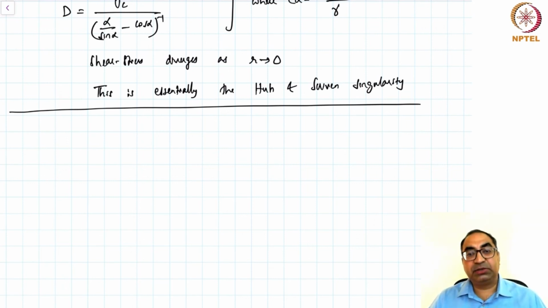So we'll look at two things in the next lecture: ways to alleviate the singularity, and what these contact angle models primarily achieve.